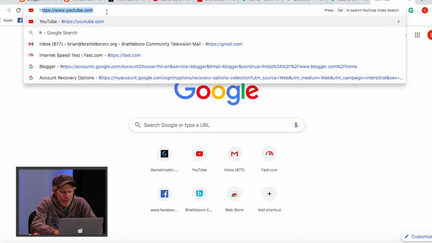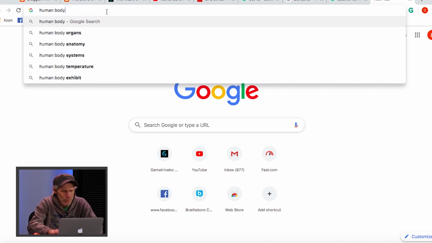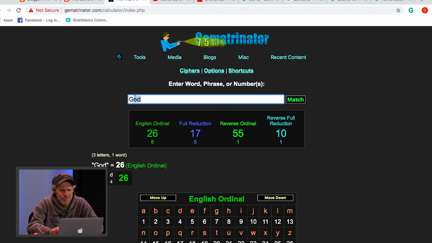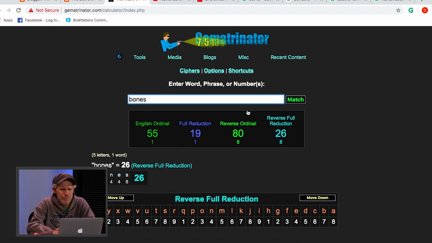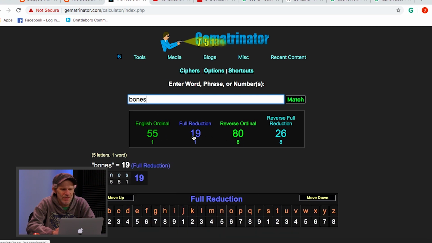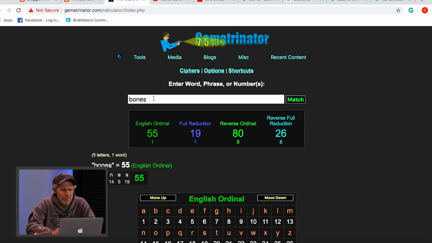The human body, probably gone over this before, but it's worth a second look. So at birth, you have 270 bones, but the human skeleton of an adult consists of around 206 bones. Or now they say 206 to 208. And bones in gematria, bones is 26. Isn't that interesting? Also 55 like God, 19 like something else.